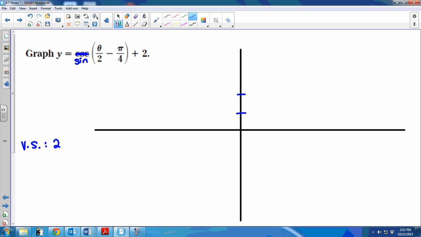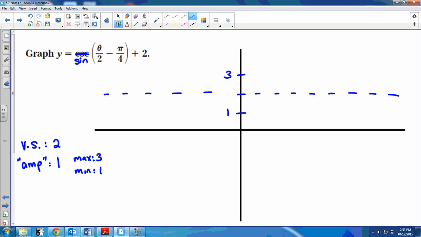So I'm going to go ahead and graph the midline, just like I did in the first step. The amplitude is 1, so that means the max is 3, and the min is 1, right? The 2 plus 1 is 3, and 2 minus 1 is 1, so 3 and 1.